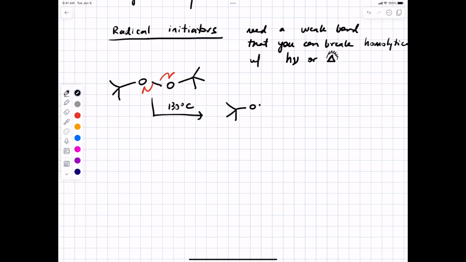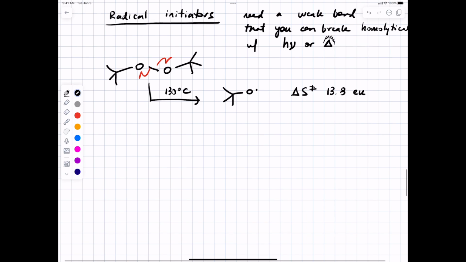Okay, and let's see. They've done a little bit of kinetic studies on this. The entropies of activation in a lot of cases are positive. Entropy units, that's I think calories per mole per Kelvin. But that's because you're splitting something up into 2 things. So that's part of the thermodynamic driving force. So that's t-butyl peroxide.